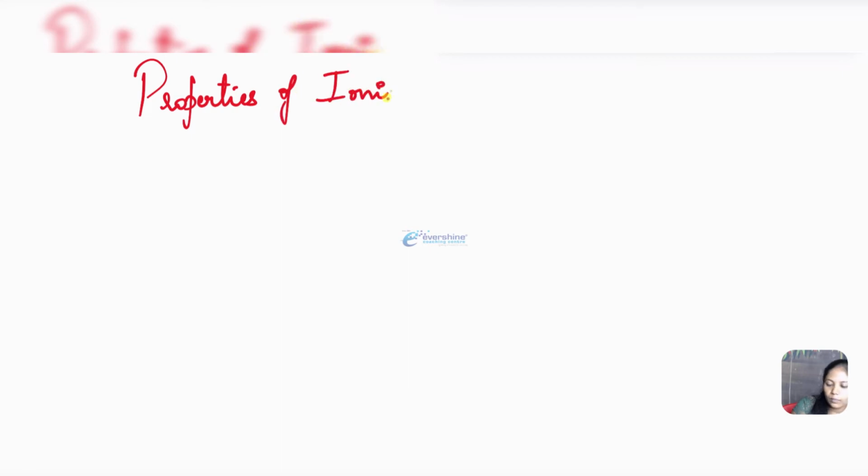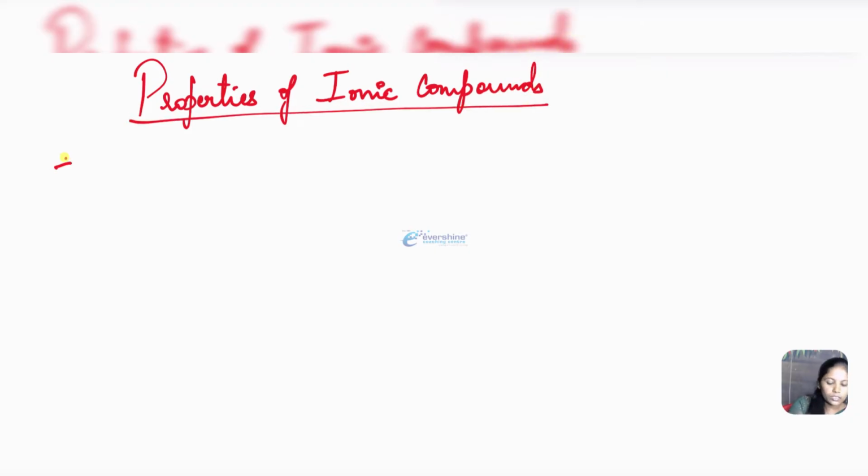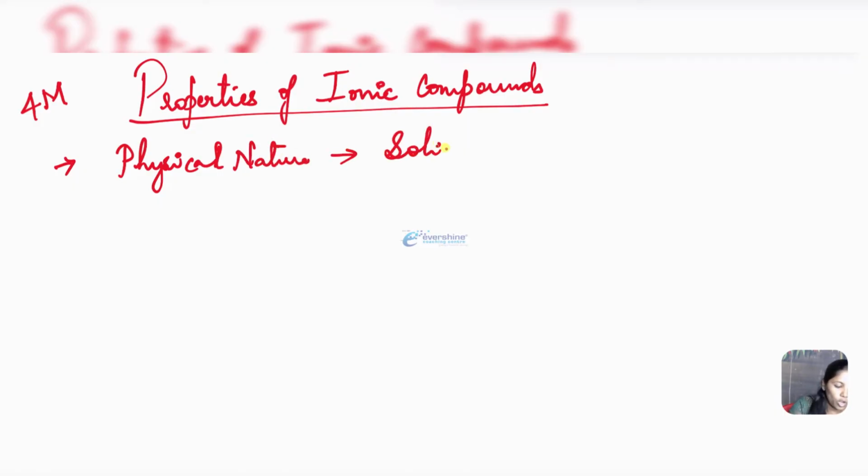Properties of ionic compounds. So ionic compounds are nothing but salt. This is one other very important question for 4 marks. First you should write about physical nature. What is the physical nature of salt? Salt is always solid, and ionic compounds are solid.